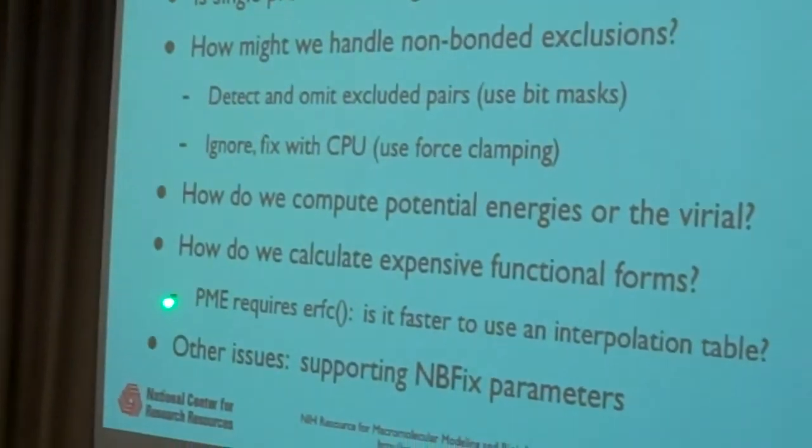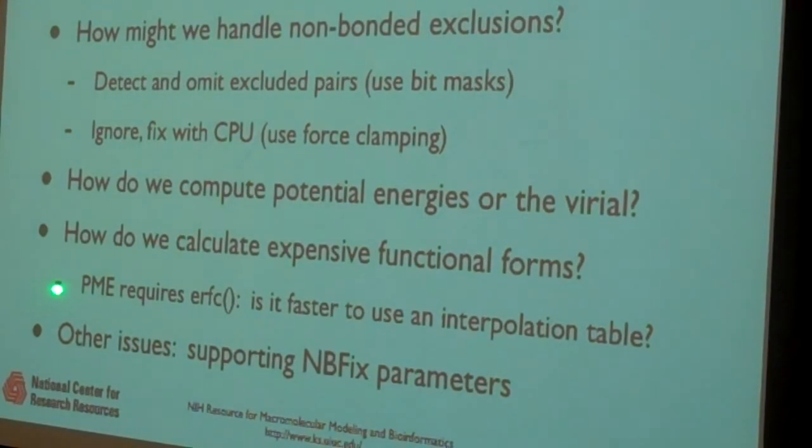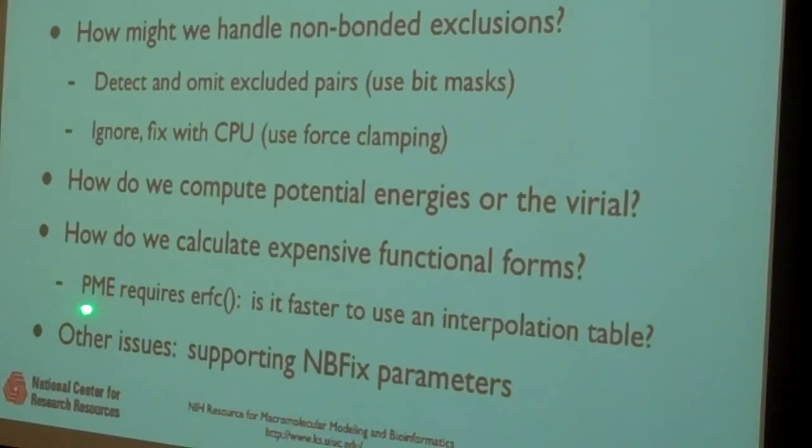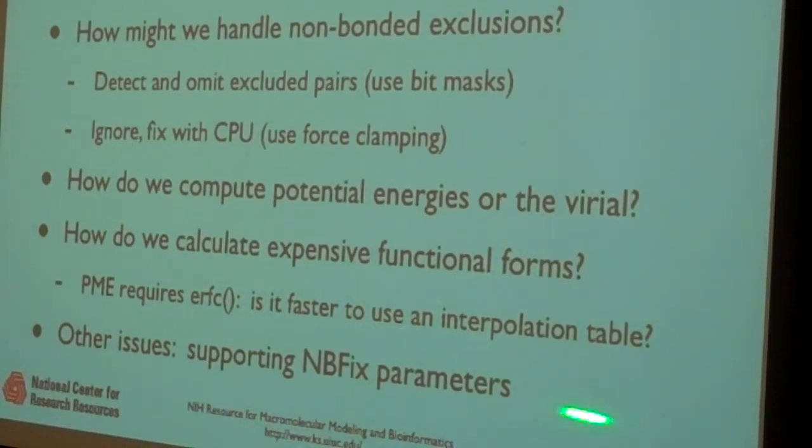Also in some formulations of the short range part, we have some expensive functional form that has to be evaluated. For instance, the particle mesh Ewald method requires the evaluation of erfc. So the question is, is it faster to use an interpolation table? But the trade-off is that if we start doing table lookups, we become memory-bound rather than compute-bound. Just to give you an example, on the CPU, an erfc call can take thousands of clock cycles for one call. And so the existing versions of NAMD on the CPU avoid doing that function call, and they use a table lookup technique. Because on the CPU, we're much more arithmetic bound than we are on the GPU.